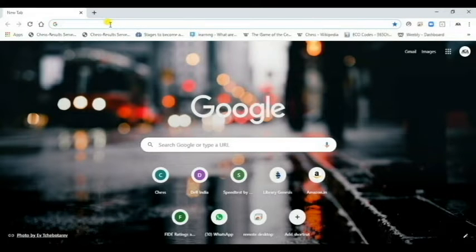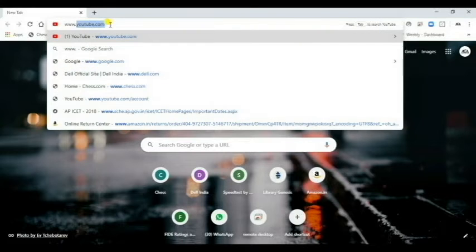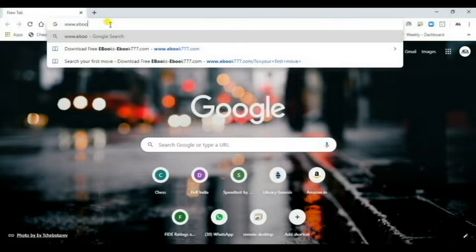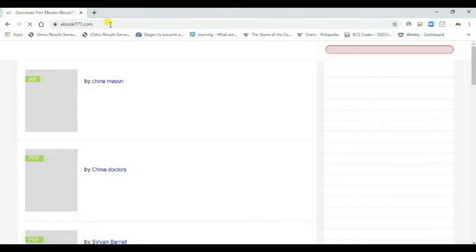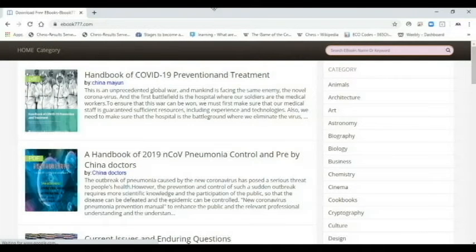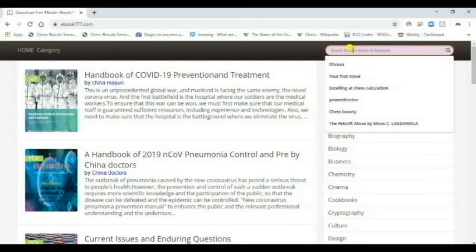Way to download basic chess books. Everyone has an idea to learn, but some can afford it, some cannot. So here comes how to learn. I'm going with a website called ebook777.com. If you go here, you can find a website. Here you can see so many things regarding books.